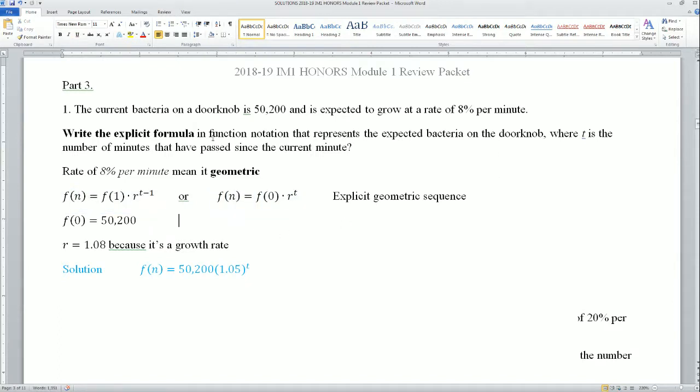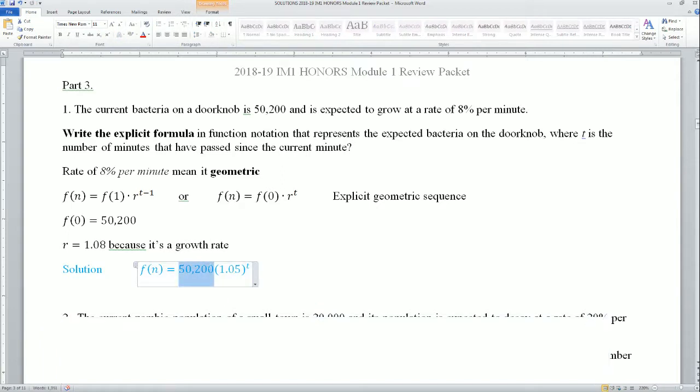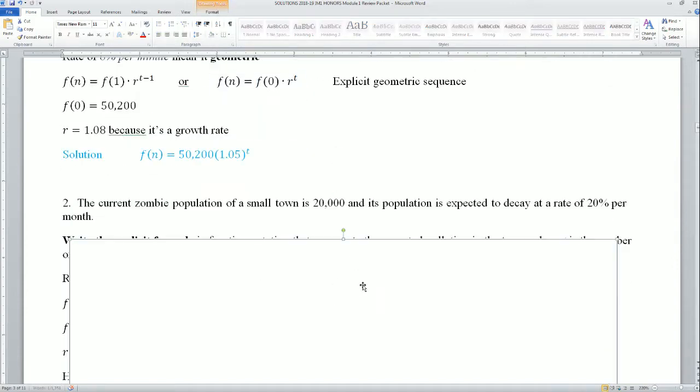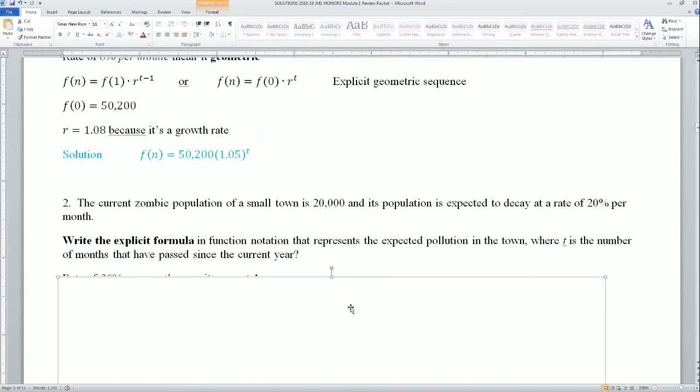In our case, the fact that we have the 0th term, we're going to use this. Okay? Alright, so that is the 0th term, 50,200, times your r value, which is 1.08, to the power of t. Right? It's not t minus 1. It's only t minus 1 when you're only using the first term. But in our case, we're using this one, which is the function is equal to the 0th term times r to the power t.